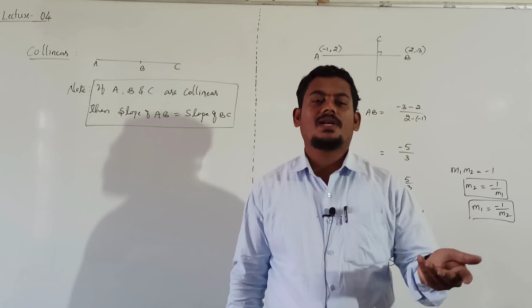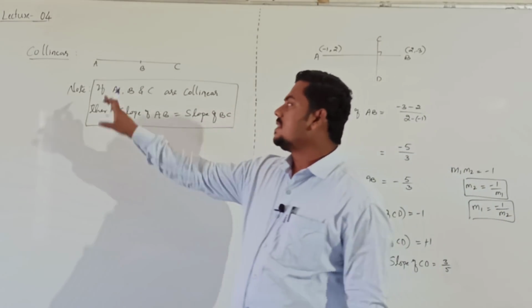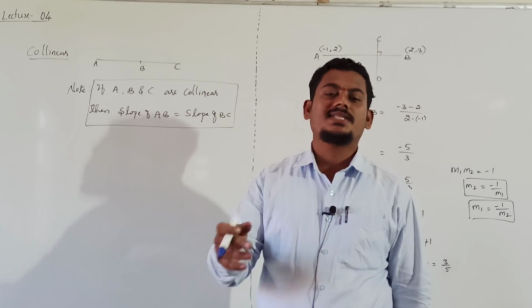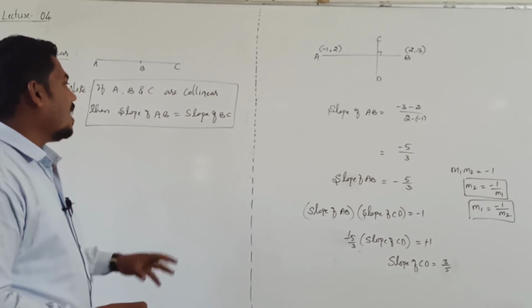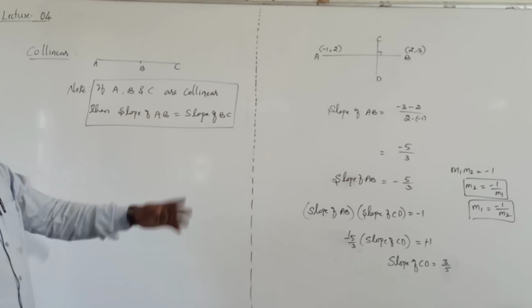Collinear means parallel only. 3 points lie on the same line means line AB and line BC are coinciding lines. Coinciding lines are also parallel. Or else just remember, if A, B, C 3 points are collinear, then their slopes are equal, right?